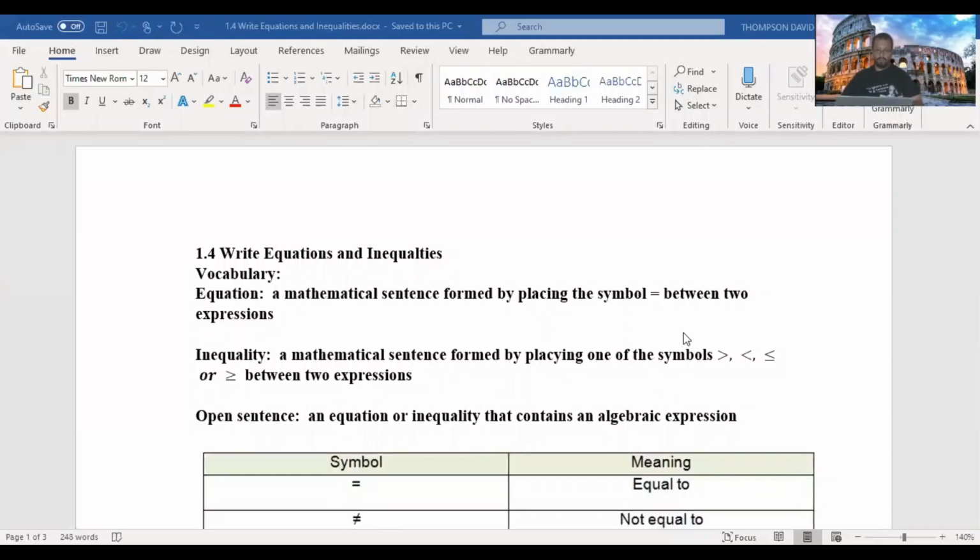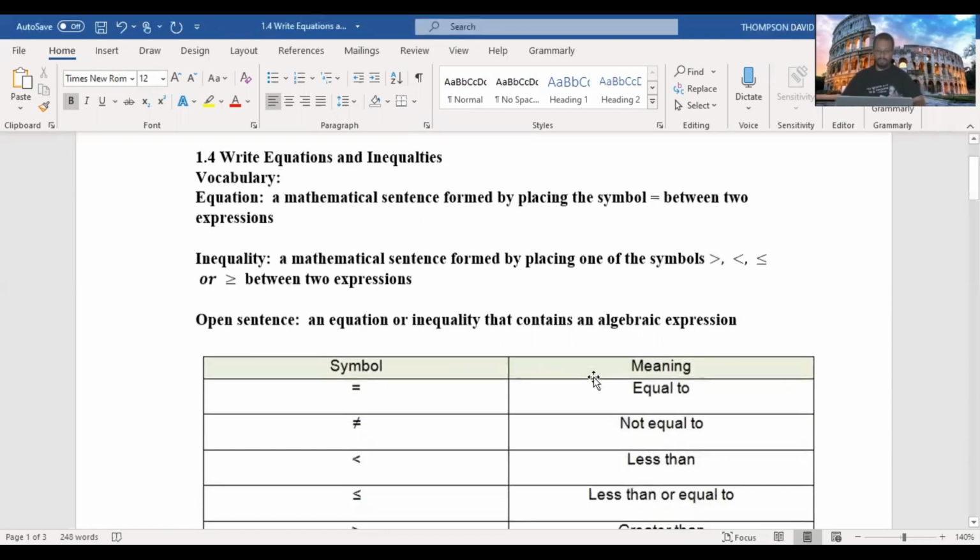In this video, we'll talk about writing equations and inequalities. First, the vocabulary. An equation is a mathematical sentence formed by placing the symbol equals between two expressions. An inequality is a mathematical sentence formed by placing one of the symbols greater than, less than, less than or equal to, or greater than or equal to between expressions. Open sentence: an inequality or equation that contains an algebraic expression.